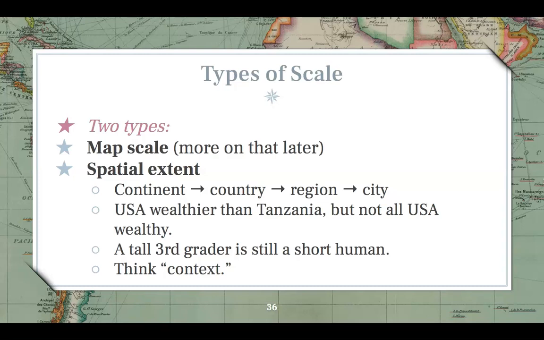So there's two types of the concept of scale. Map scale is going to come up a little bit later, but the one that we're really going to focus on is the concept of spatial extent. This is meant to help you understand what you're focusing on. Are you talking about an issue from the continent perspective? From there, you could break it down further and talk about it from a country perspective, and it could change the data or the issue.